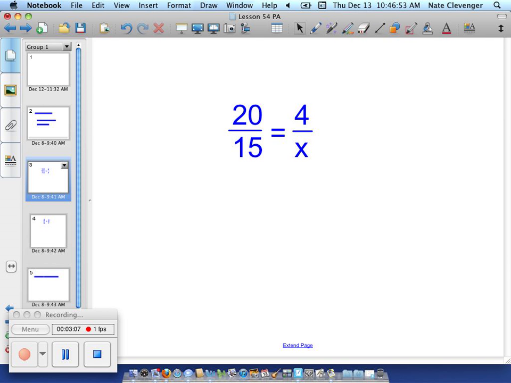Yes? Oh, I was just going to say how to do it. Okay, how would you work this, Trenton? 20 divided by 4 equals 5. So you divide 15 divided by 5. I do it in a little different order, but that still works, what you did. Yes, Brittany? You would take 4 times 15 divided by 20.